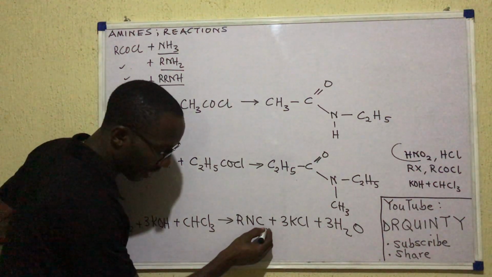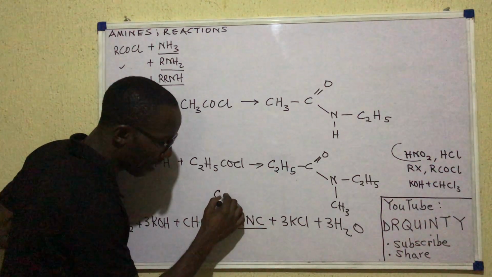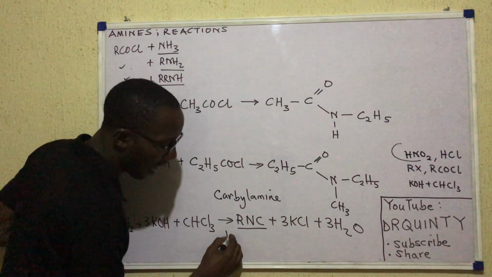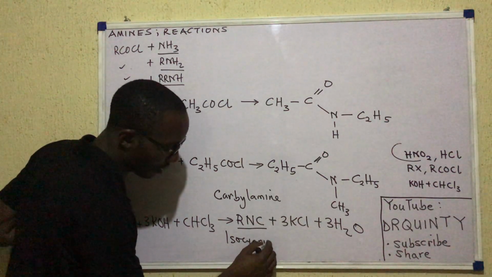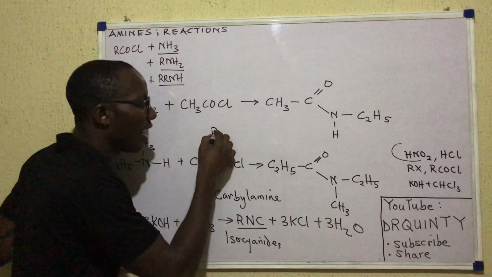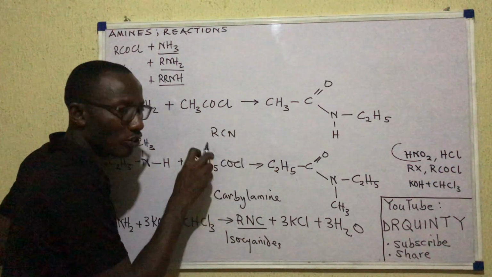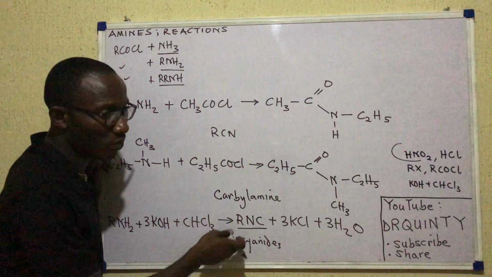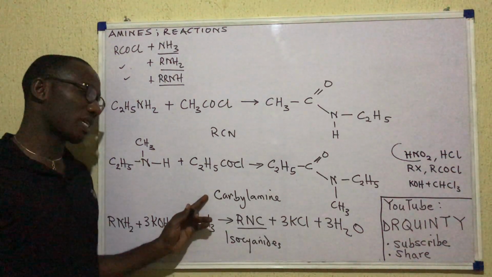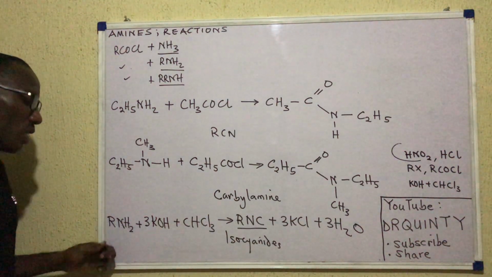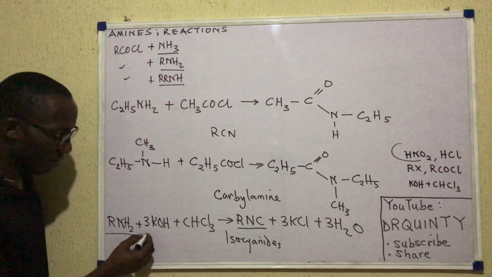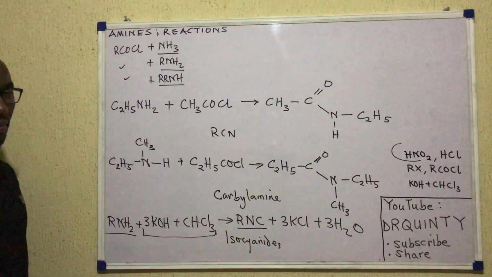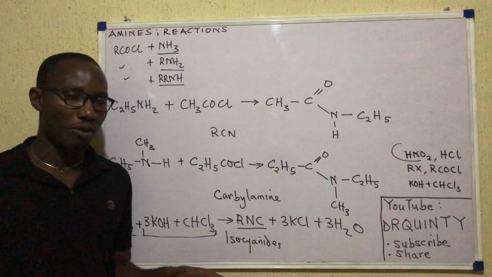Now this product here is a carbylamine. Carbylamine is another name for isocyanides. Remember that the cyanides are RCN. So when you reverse the CN, you have RNC. Those are called isocyanides. So isocyanides are also called carbylamines, and it is only primary amines that can react with this mixture to give you isocyanide or carbylamine that has a very offensive odor.